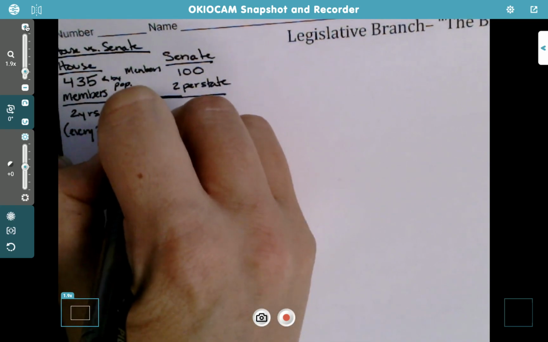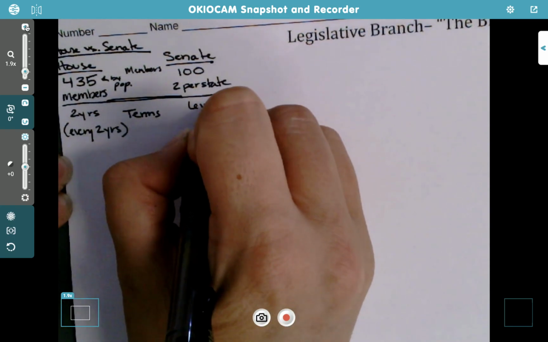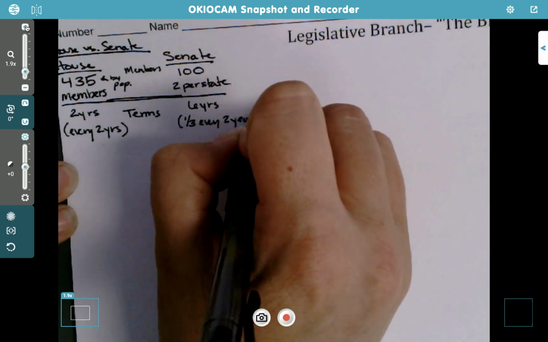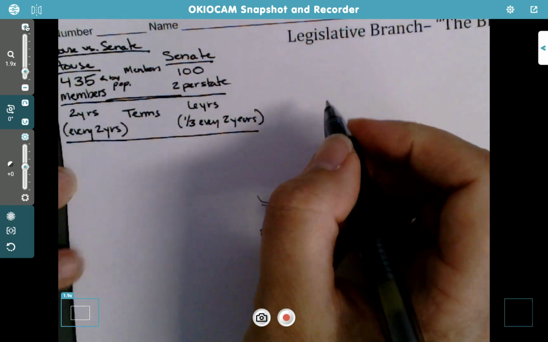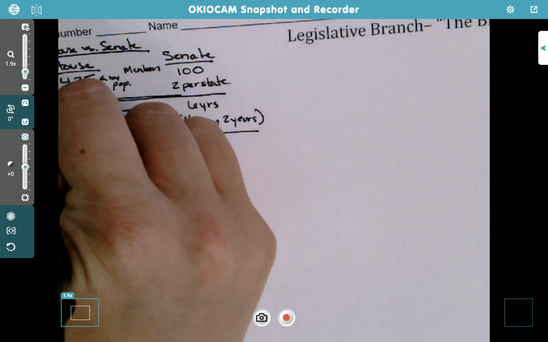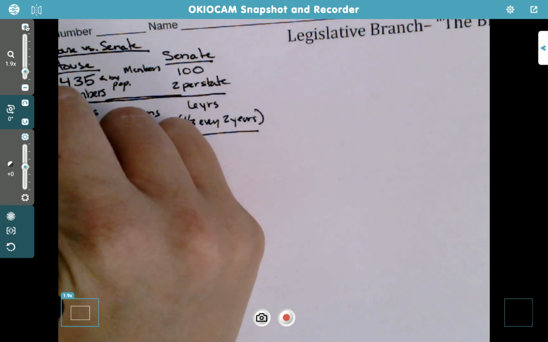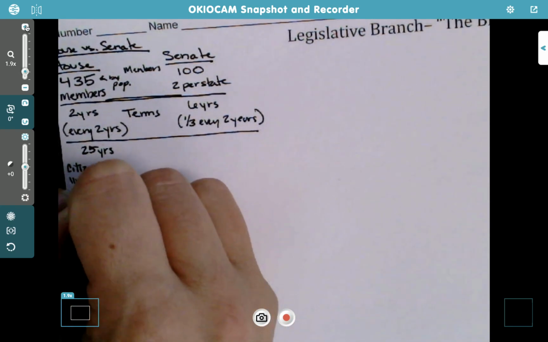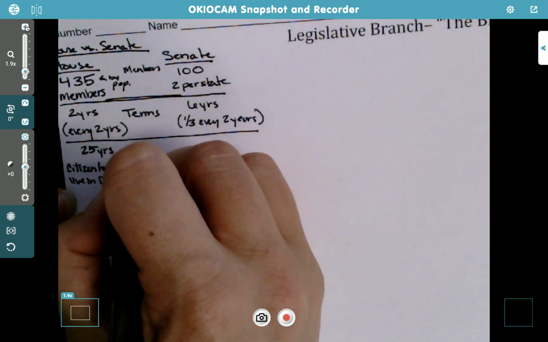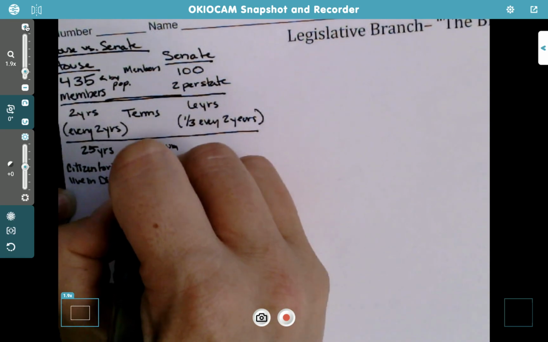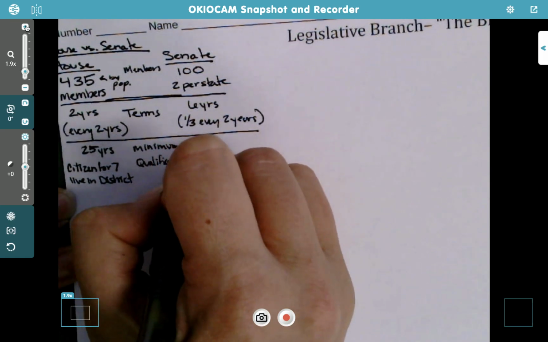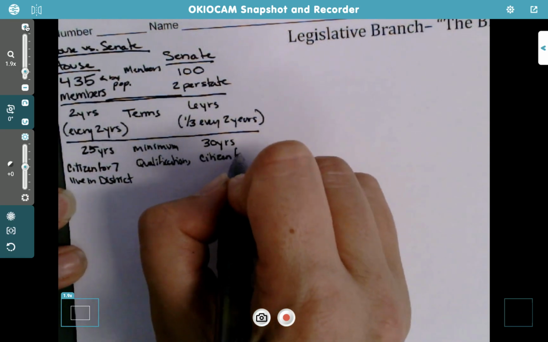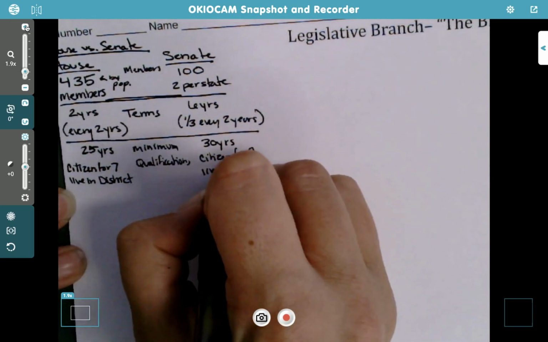Then you have terms in the middle. Then you have 6 years under Senate. And then it is 1/3 every 2 years. And then draw a nice little line under that. And then you have 25 years, citizen for 7. Live in district. This is minimum in the middle, minimum qualifications. And this is 30 years under Senate, citizen for 9. And it's live in state.